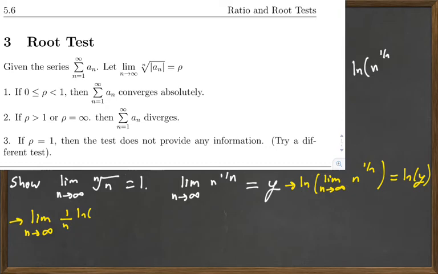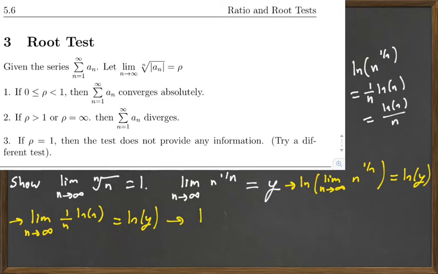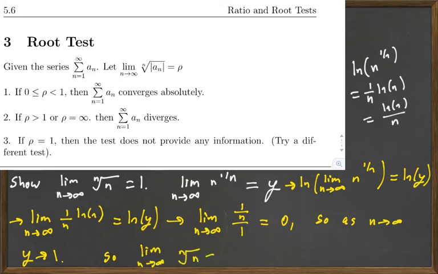The natural log of n to the 1 over n is equal to 1 over n times the natural log of n, which can also be written as the natural log of n over n. And that's equal to the natural log of y. Well, you have a form of infinity over infinity here, so we can apply L'Hopital's rule. The limit as n goes to infinity: the derivative of natural log of n is 1 over n, and the derivative of the n in the denominator is 1. That limit is 0. So as n goes to infinity, y must go to 1, because the natural log of 1 is 0. So the limit as n goes to infinity of the nth root of n is equal to 1.